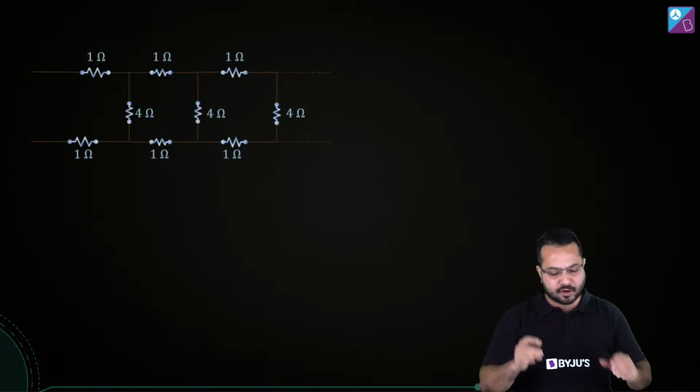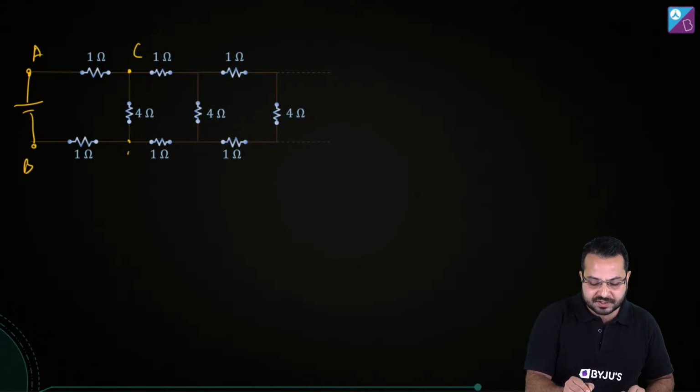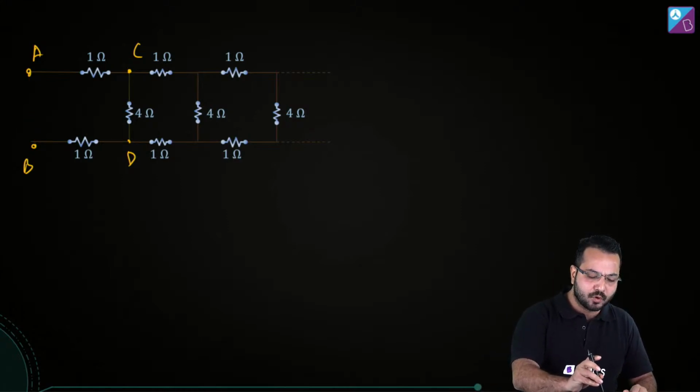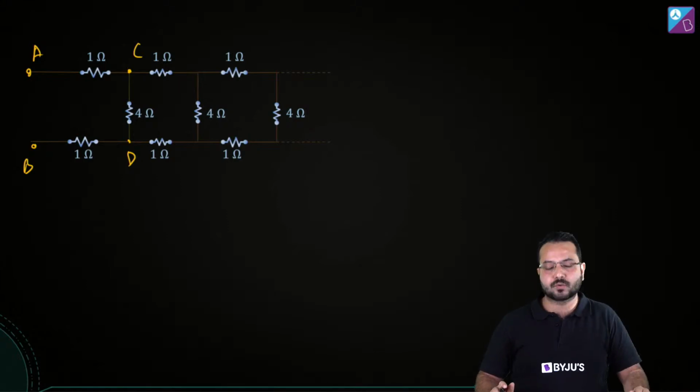For simplicity, for visualization, so basically the battery is over here. This is point A, this is point B, this is point C, this is point D. Okay, but for simplicity, I'm for the time being removing this battery. I'm going to put that back in. Don't worry. Okay, now this is the situation.